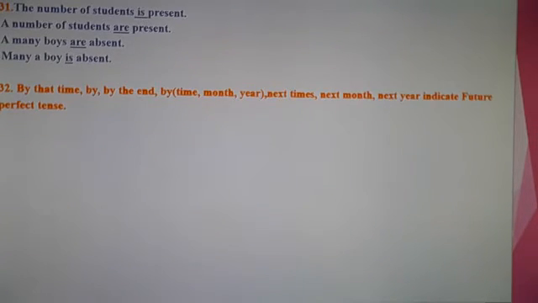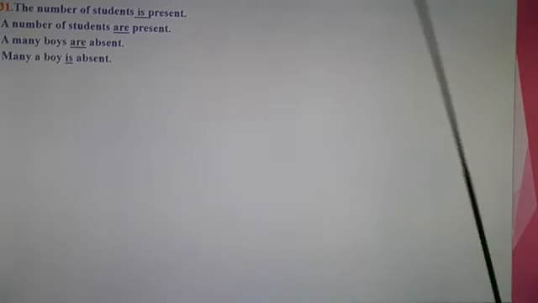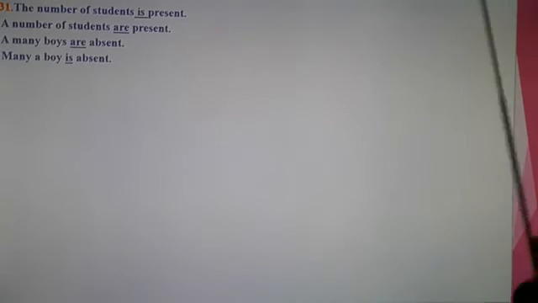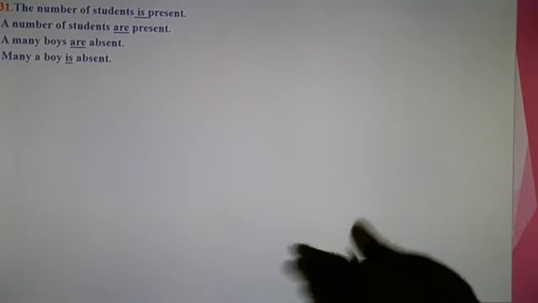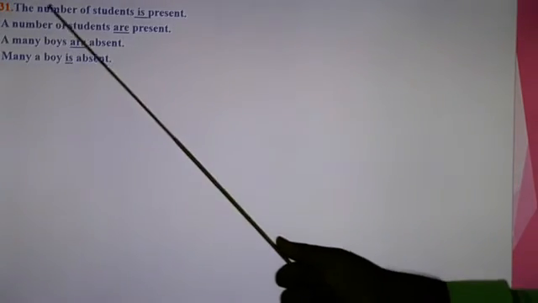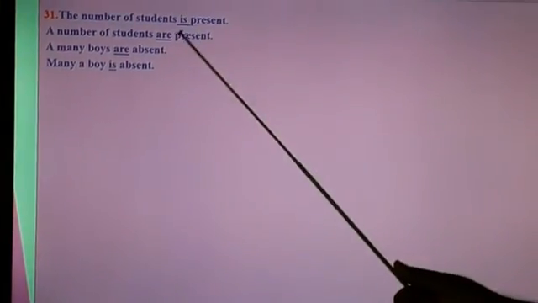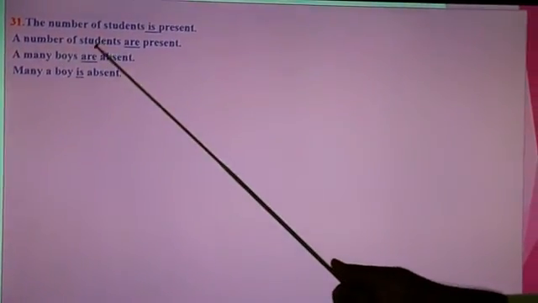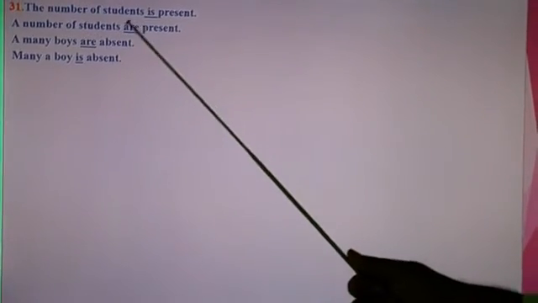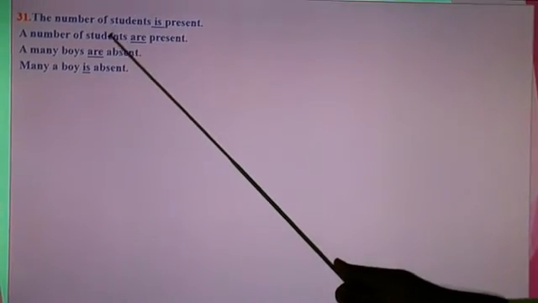Now we have some interesting rules. The number of students is present. Dear learners, if you use this structure in your English, have a look: the number of students is present. If I say a number of students, I have to take a plural verb. Have a look, the noun is plural.